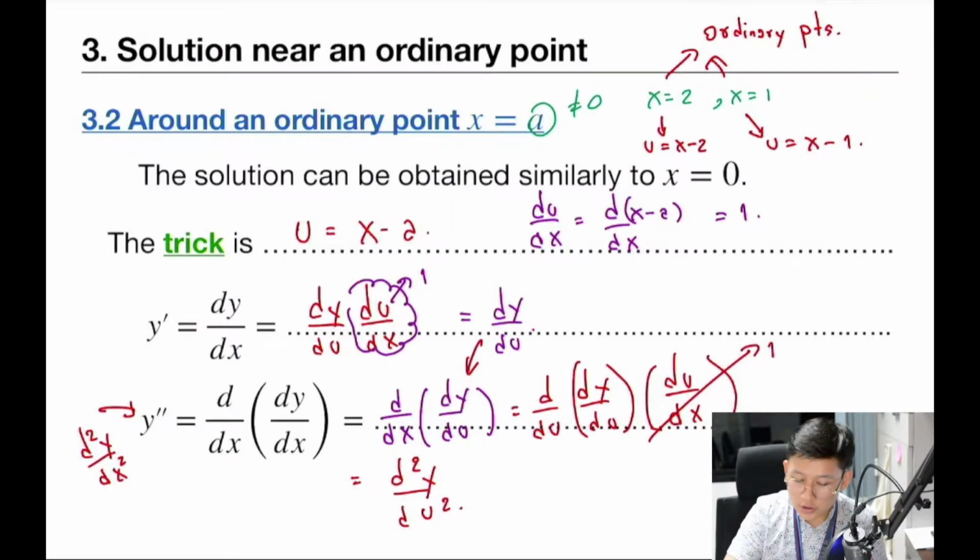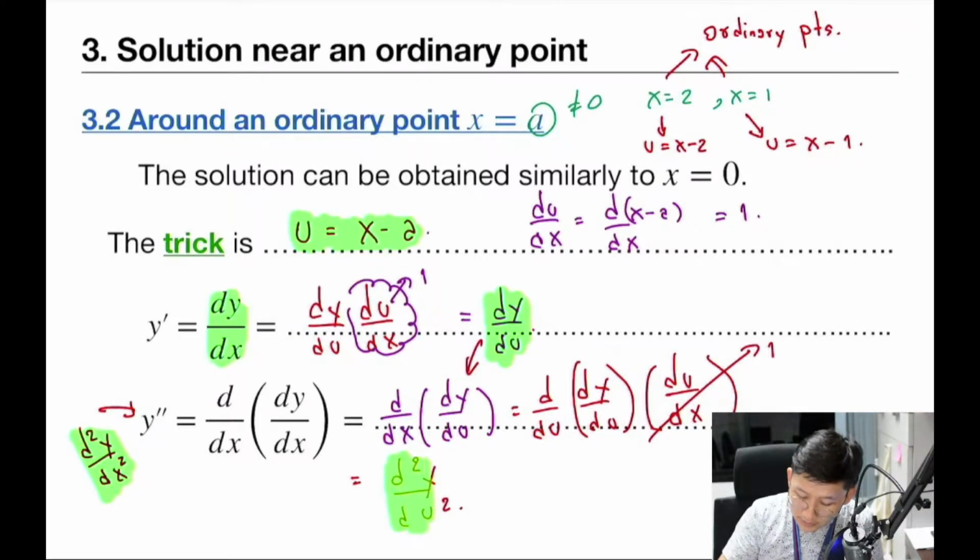So what you need to know is that first we substitute u with x minus a. After that, dy by dx is the same as dy by du. Moreover, the second derivative of y with respect to x is the same as the second derivative of y with respect to u. Those are the three things you need to do, and the rest is the same as the previous video. So let's look at an example.